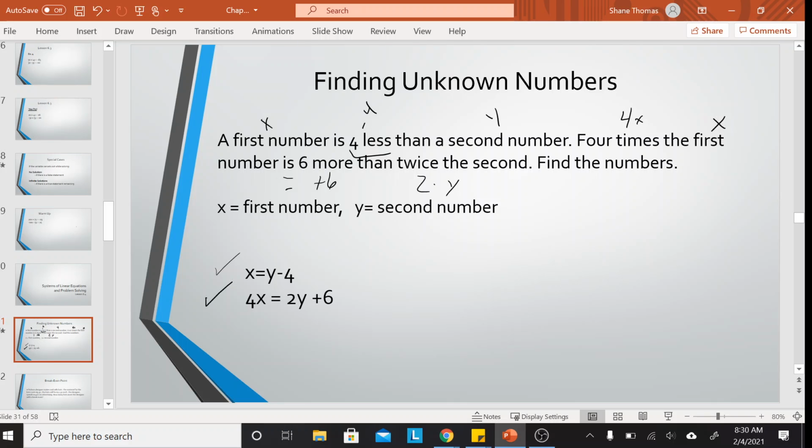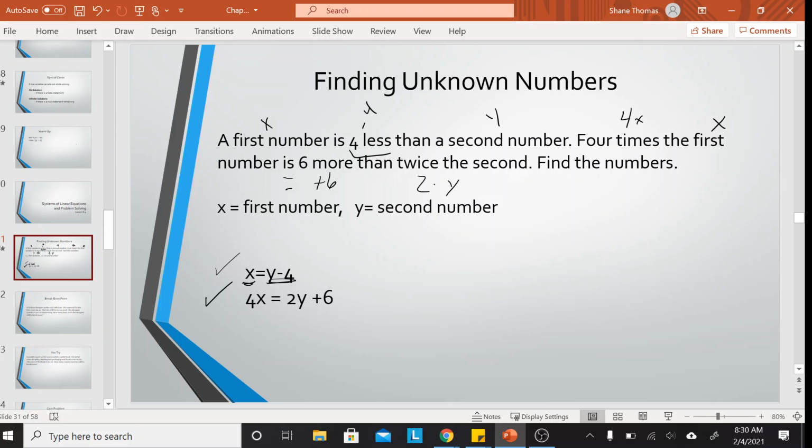And then for that, you could solve it however you'd like. That one probably looks like substitution to me. As soon as I see this and this, I would substitute that one. Just break those down word by word. We've been doing those since day 1.